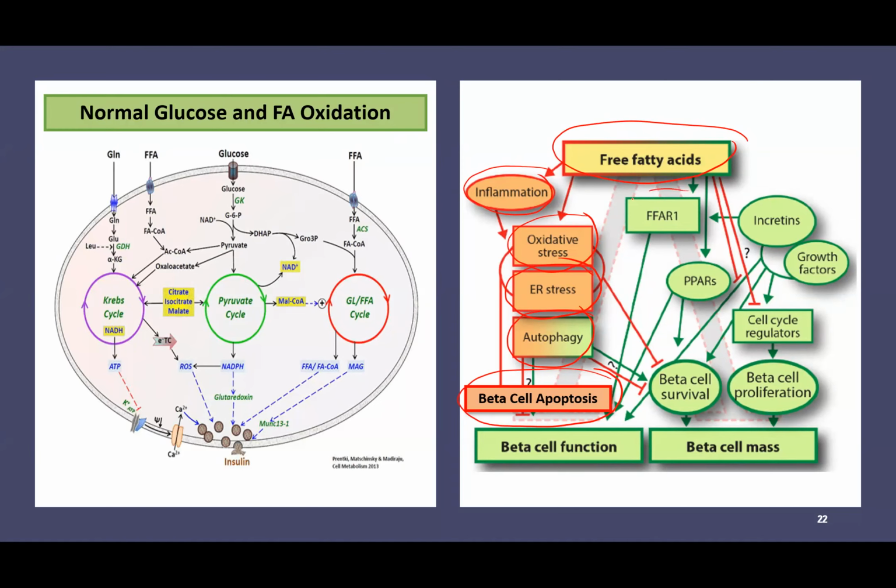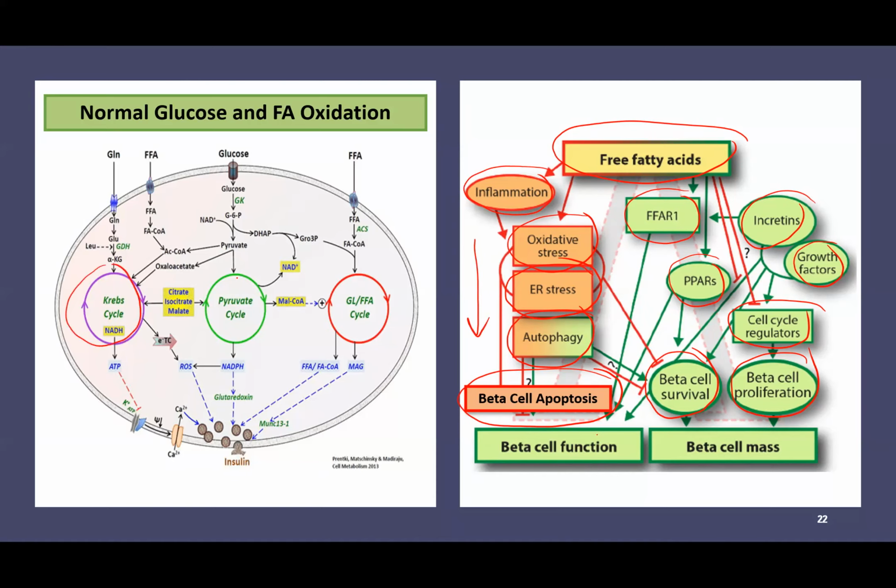Here, the positive aspect of free fatty acids is that they facilitate the beta cell function through the PPARs. Beta cell survival is increased, along with beta cell proliferation, cell regulators, growth factors, and incretins, all act. It is a two-edged sword. In the normal circumstance, it protects the beta cells and makes them function. If the free fatty acids are in excess, like lipotoxicity, then the red part of the slide comes, and then beta cell apoptosis.